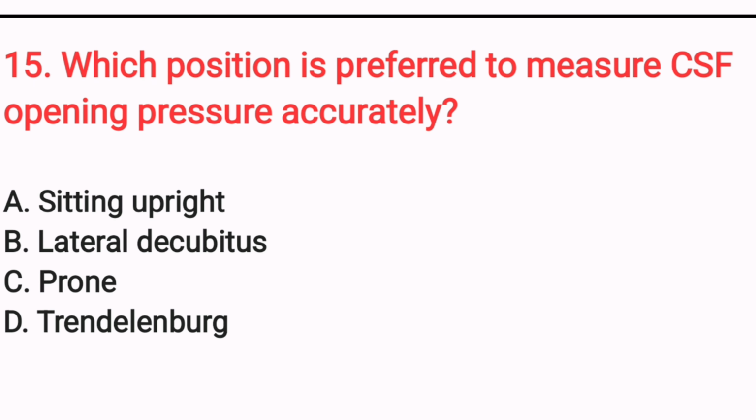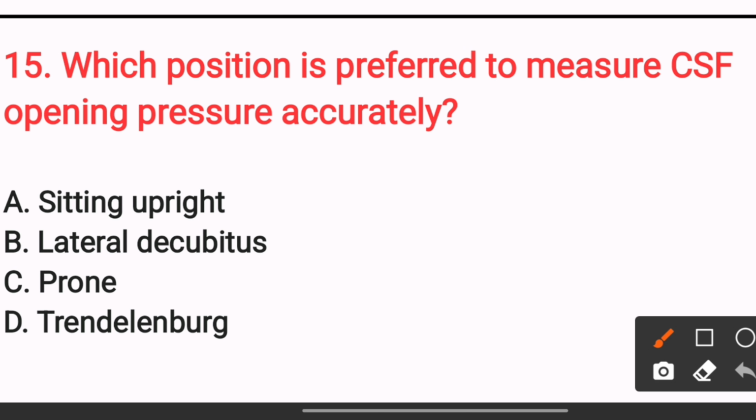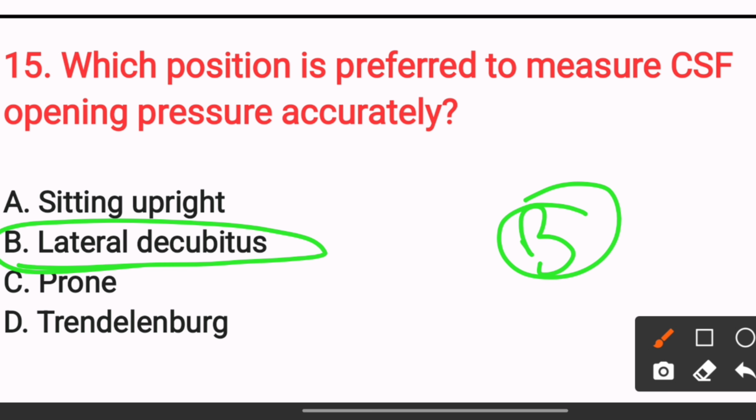Which position is preferred to measure CSF opening pressure accurately? Option A, sitting upright. Option B, lateral decubitus. Option C, prone position. Option D, Trendelenburg position. The answer will be option B, lateral decubitus. Option B is the correct answer, because lateral decubitus ensures the accurate measurement of CSF pressure.